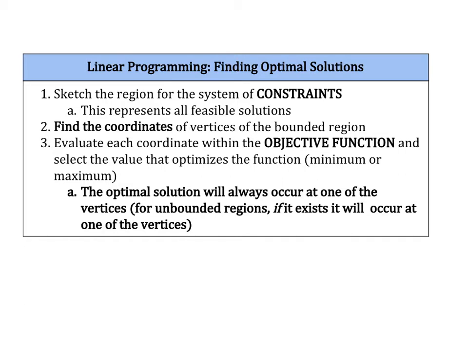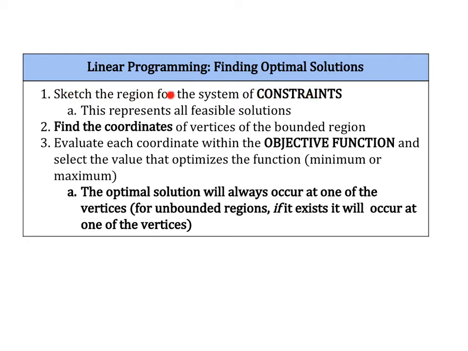So essentially you're going to be given two things. You're going to be given an objective function, which you're not actually going to be graphing. You're going to use this to decide what your minimum or maximum value is. And then you're going to be given a system of constraints, which are going to be inequalities.